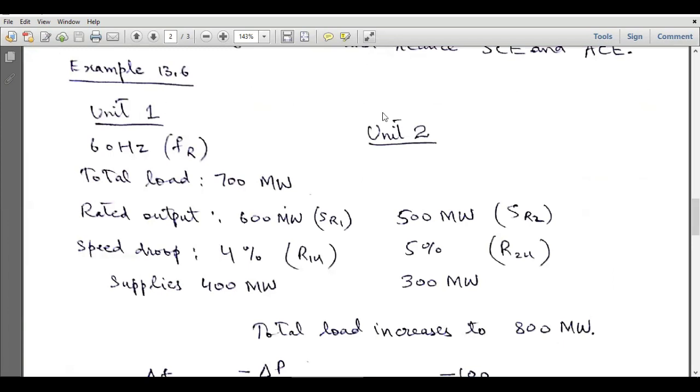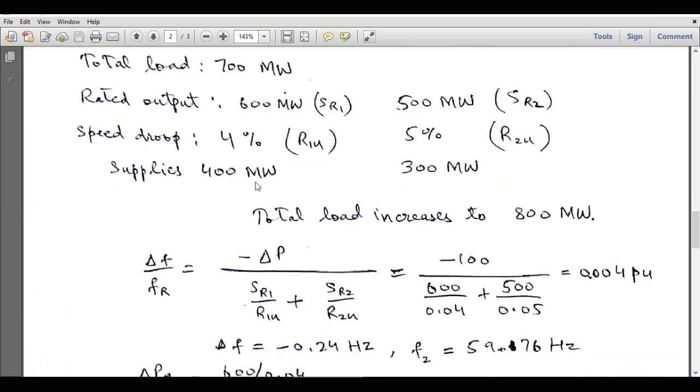And in this example, we are given two units. The rated frequency of the system should be 60 Hertz, and the total load is given as 700 megawatts, and that 700 megawatt is divided between these two units. The rated output of the first unit is 600 megawatt, which is our SR1. The rated output of the second unit is 500 megawatts, which is SR2. Similarly, speed droop is given as 4% and 5% for the two units. And the first unit supplies 400 megawatts, and the second unit supplies 300 megawatts, since our total load is 700 megawatts.